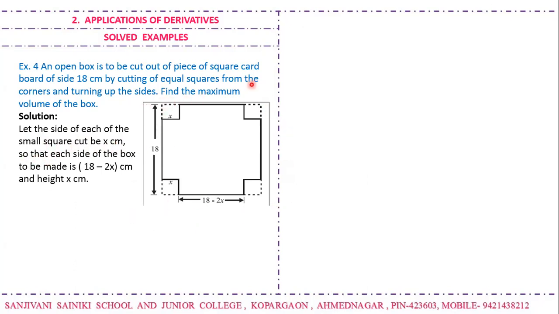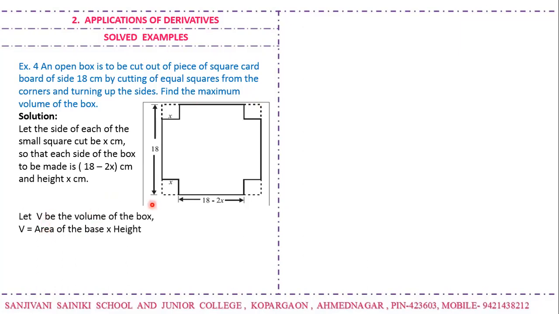And what we are doing: we cut the four corners, and the length and breadth of each cut corner is x centimeters. So each side of the box will be 18 minus 2x. Why 18 minus 2x? Because the total length is 18, and we have subtracted x here and another x there. So we are subtracting 2x: 18 minus 2x. Similarly for this side.